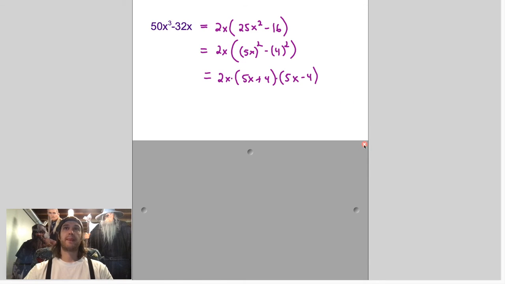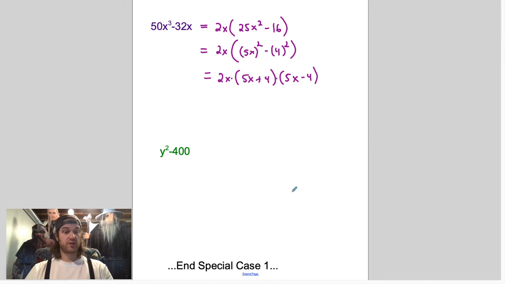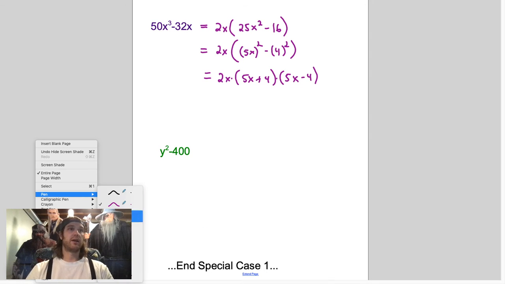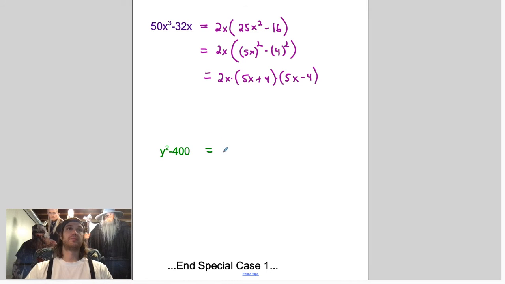All right, you guys try this one on your own. Is this a difference of two squares? What are the things squared? Break it apart and go from there. You can unpause the video when you think you have an answer. What times what is y squared? That's a y. What times what is 400? That's a 20. It is a difference of two squares. Minus plus or plus minus, it doesn't matter.